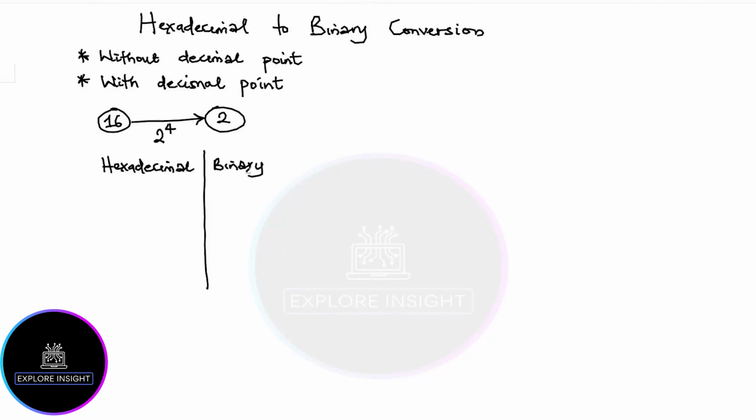For us to have 2 raised to the power 4, it means the highest value that can appear here should be 2 raised to the power 3. Then we have 2 raised to the power 2, 2 raised to the power 1, and 2 raised to the power 0. Take note, this shows the place value. So we have 1, 2, 3, 4. Now 2 raised to the power 3 simply means 8, 2 raised to the power 2 means 4, 2 raised to the power 1 means 2, and 2 raised to the power 0 will give us 1.